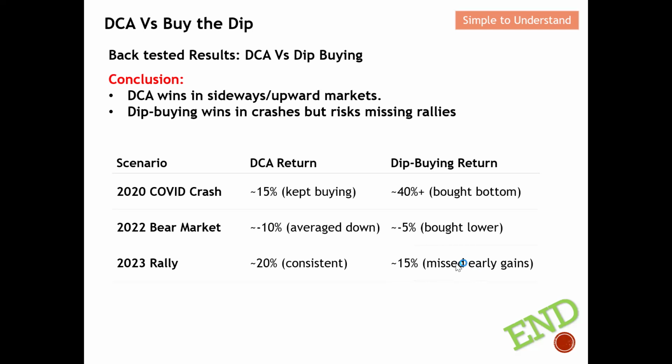So with this, I think you will be able to understand when to execute the DCA method or the buy-the-dip method, or maybe my preferred method, which is the hybrid, a combination of DCA and buy the dips. With this, I'd like to end my discussion.